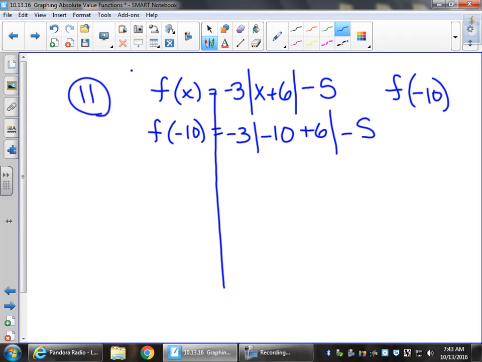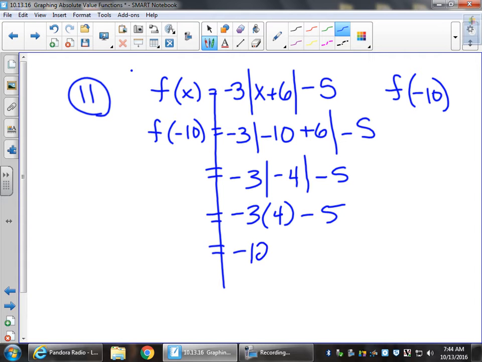What are we going to do first? Inside. So absolute value bars, you can treat them kind of like parentheses. If there's something inside those bars that you can do first, you need to do it first. So this will be negative 3. What is now inside those absolute value bars? Negative 4. And I still have the minus 5. What is the absolute value of negative 4? So this becomes negative 3 times 4. My bars have now become parentheses because I took the absolute value. What is negative 3 times 4? Negative 12. Minus 5 is negative 17.